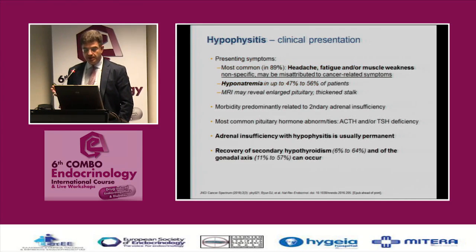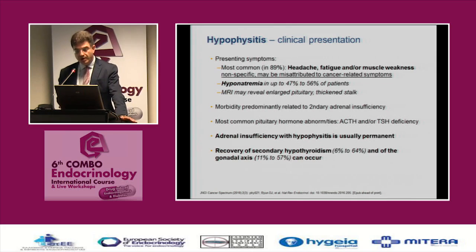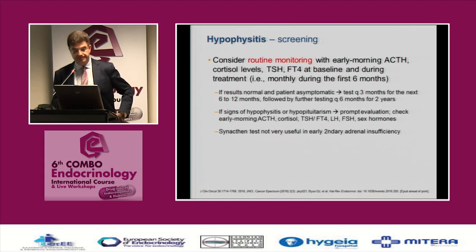Common presenting symptoms are headache, fatigue. As I said, they can be non-specific. Hyponatremia is quite common. MRI may or may not show an enlarged pituitary gland. Morbidity is mainly caused by secondary adrenal insufficiency, and the most common pituitary hormone abnormalities are ACTH and TSH deficiency. What is important is that adrenal insufficiency from this kind of hypophysitis is usually permanent. However, recovery of secondary hypothyroidism has been described, as well as recovery of the gonadal axis.